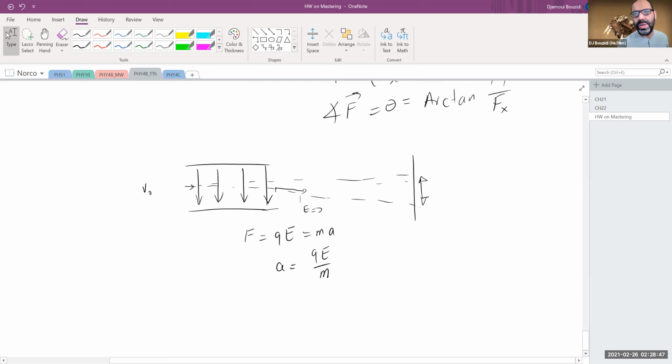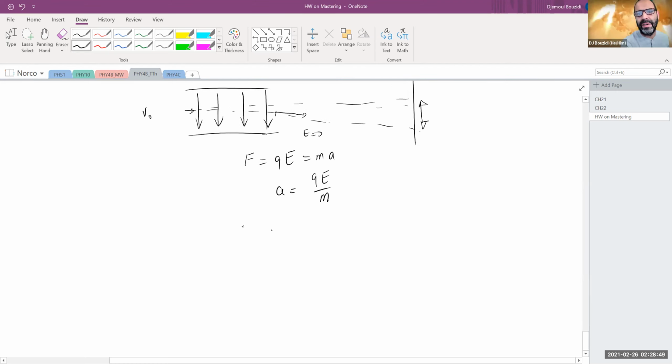The x component, there is no acceleration, so the x direction is going to be governed by this equation, v naught t, and that is the x direction. And the y direction is going to be moving down from that direction by this acceleration, which is qE over m times 1/2 times t squared.